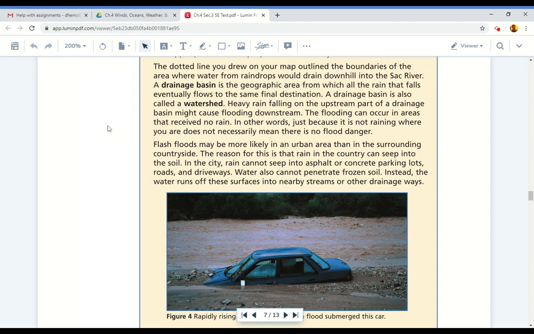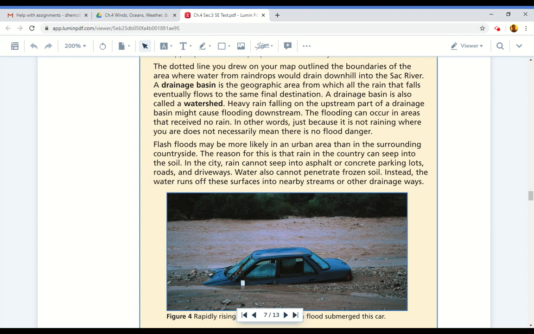Heavy rain falling on the upstream part of a drainage basin might cause flooding downstream. The flooding can occur in areas that received no rain. In other words, just because it is not raining where you are does not necessarily mean there is no flood danger. Flash floods may be more likely in an urban area than in the surrounding countryside.